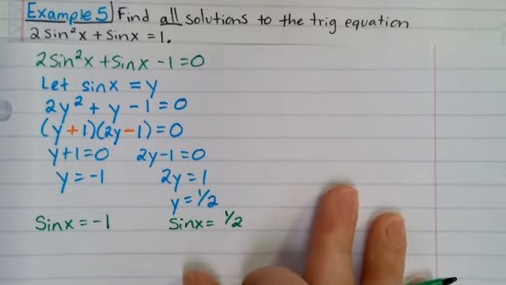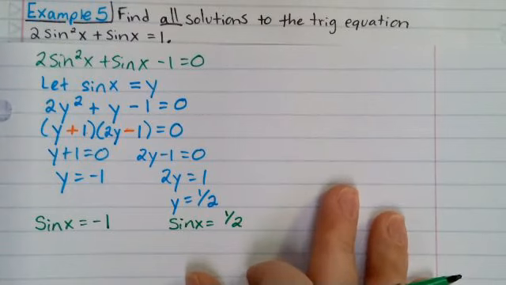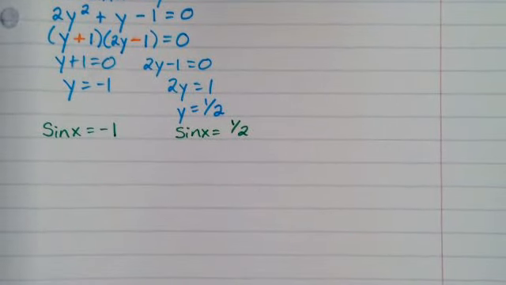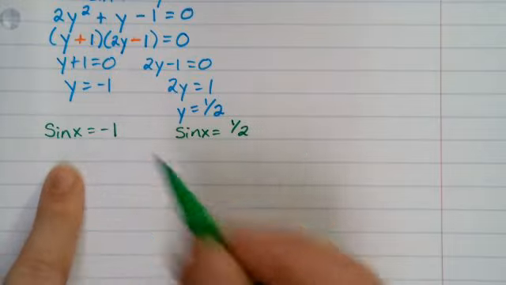Also, the question had said find all solutions to the trig equation. It didn't even box me into an interval, like the last one, which had said it had to be from 0 to 2 pi. This says all solutions. So we're going to have to represent our answer as all of the possible places for both of these things. So we're thinking, where is sine -1?